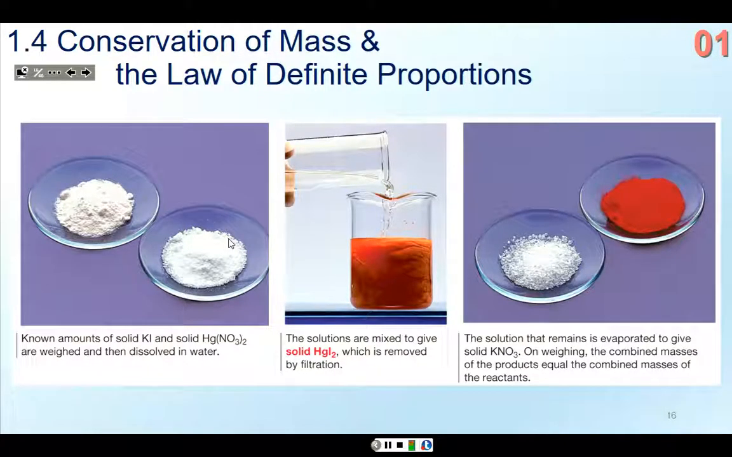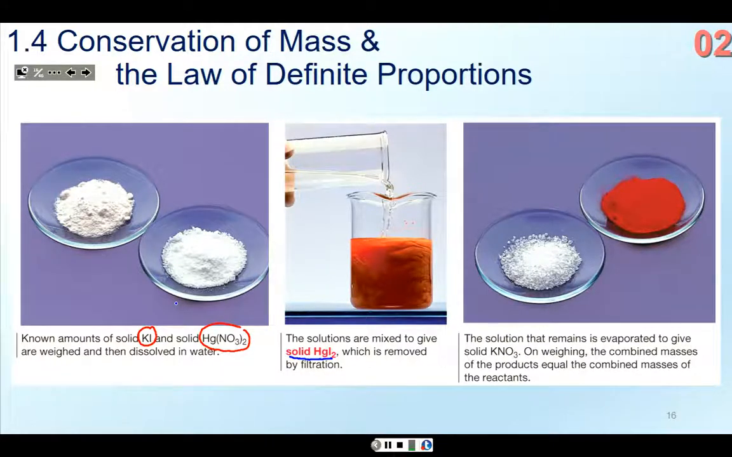So here's another example of how definite proportions work. If you take known amounts of 2 solids shown on the left diagram, they look like white powders, which is so typical. So many things tend to be white powders. And one is solid potassium iodide, and the other one is solid mercury nitrate. You weigh them out and put them in water, and you mix them up. The water solutions are mixed together, and you get something very different, something with mercury and iodide results.